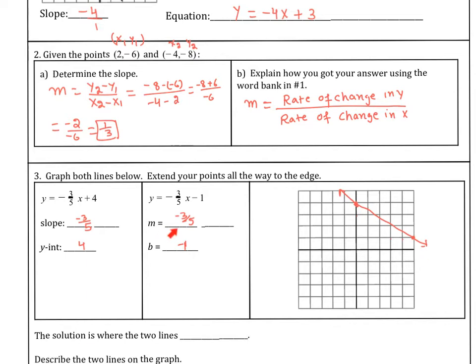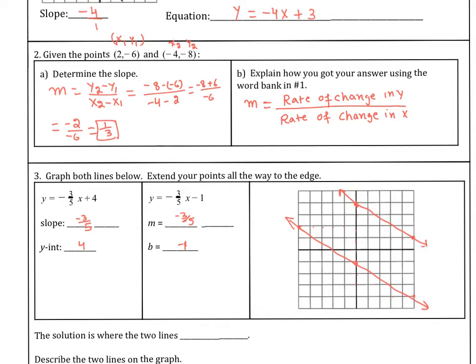Another one is when the y-intercept is negative 1. So here is negative 1, and then the slope is down 3 over 5. So 1, 2, 3, 1, 2, 3, 4, 5. Now you're going to do the same thing on the other side. So 1, 2, 3, 1, 2, 3, 4, 5. Now connect these points to get the graph. So you got this line for the second equation and this line for the first equation.